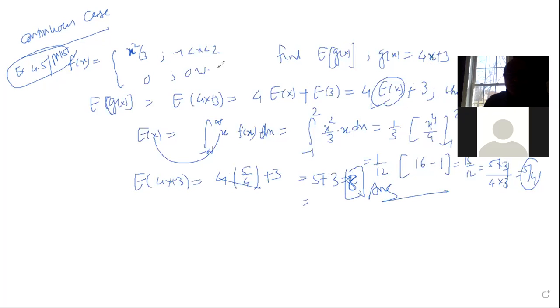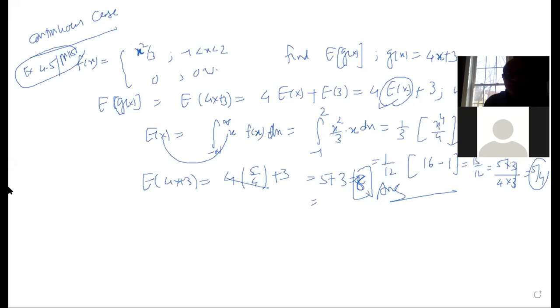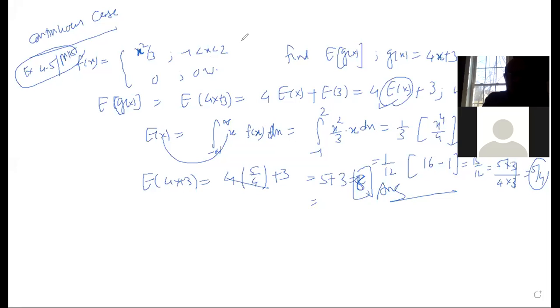Now I would like to go for the second one. The second one is again in the form of a theorem. I need to stop sharing and share the whiteboard. Okay, so now I'm taking the next theorem, theorem number 4.6, or you can say the second rule. That was the previous one; this is the second rule.